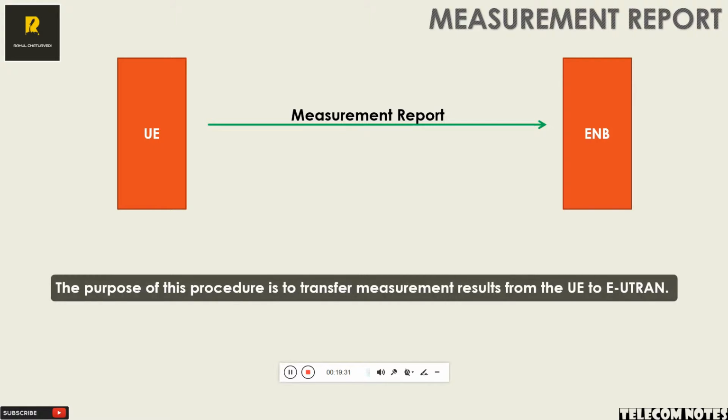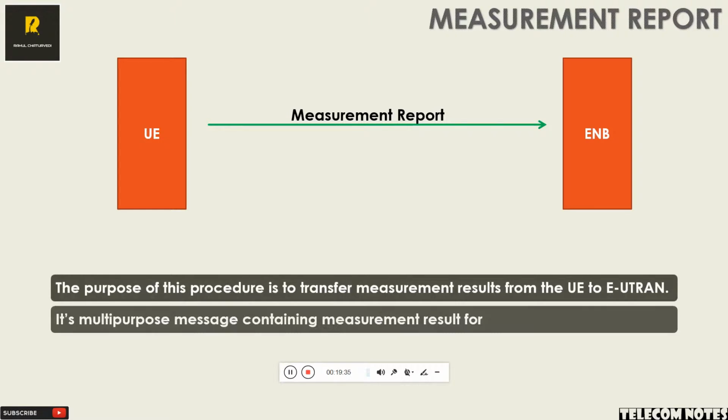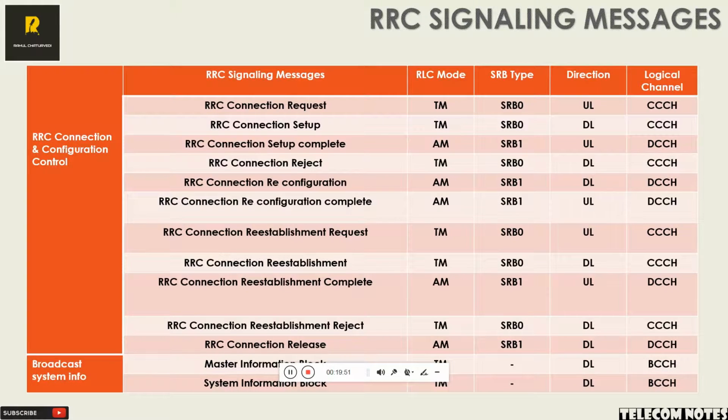The purpose of this procedure is to transfer measurement reports from the UE to E-UTRAN. It's a multipurpose message containing measurement results for the serving cell, neighboring cells, and optionally E-UTRA, GERAN and CDMA2000.